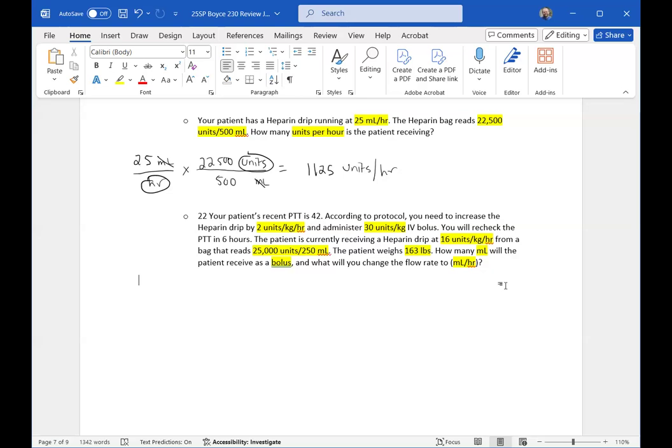So step one with these types of questions is we want to take the patient's weight and convert it to kilograms. So I think most of you, if not all of you, already know, you just take the patient's weight in pounds, divide by 2.2. So divide by 2.2, and I'm going to get 74.090909. We're just going to round that up to 74.1.